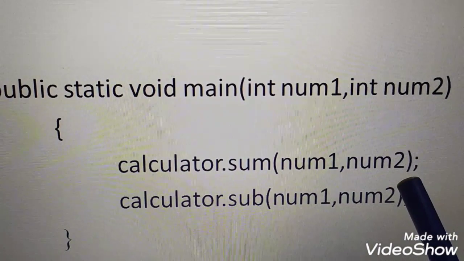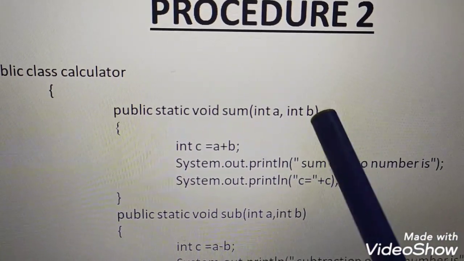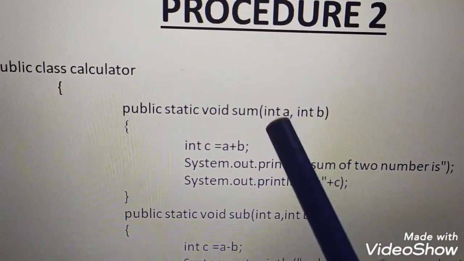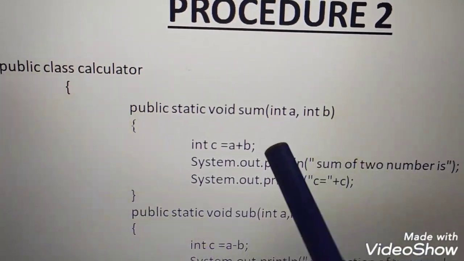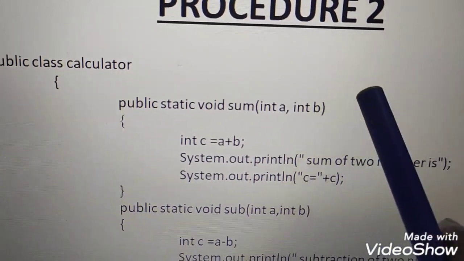These are the actual arguments. And here we have written a and b. This is the formal argument, the copy of num1 and num2. So you can write any name, a or b, x or y, anything you can write here. It substitutes the value of num1 and num2.